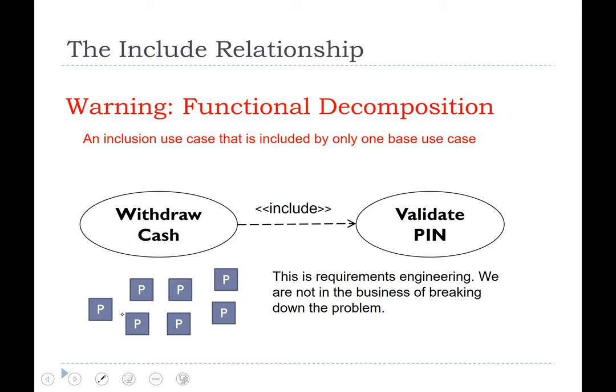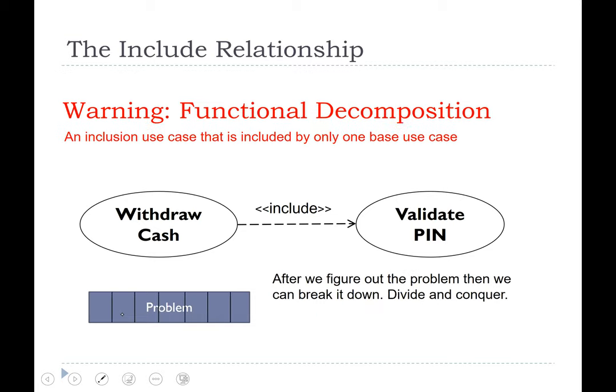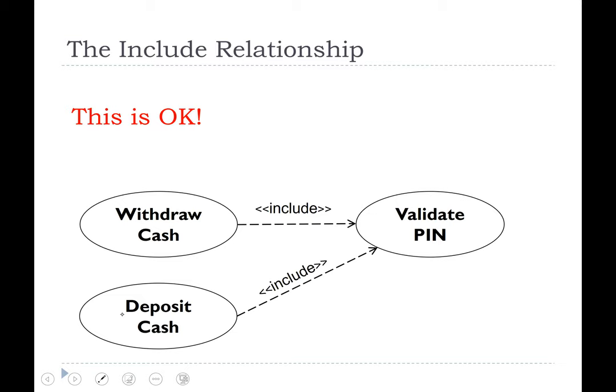Requirements engineering is about understanding what the problem is. We're doing a CSI episode in our work, so to speak. So we're trying to just figure out the problem. After we figure out the problem and we give it to the designer, it's up to the designers to do the divide and conquer. So you break down the problem into smaller problems, all right? And with it, you can figure out the solutions later on. That's the work of the design team, okay?